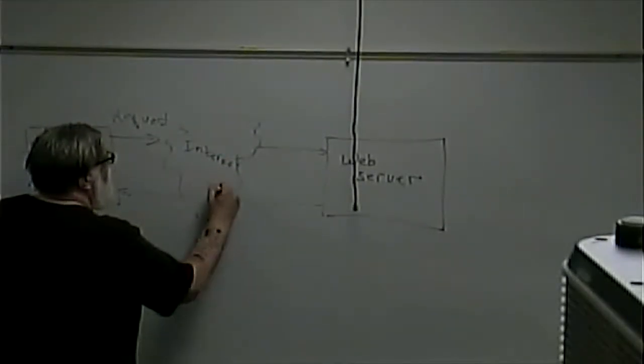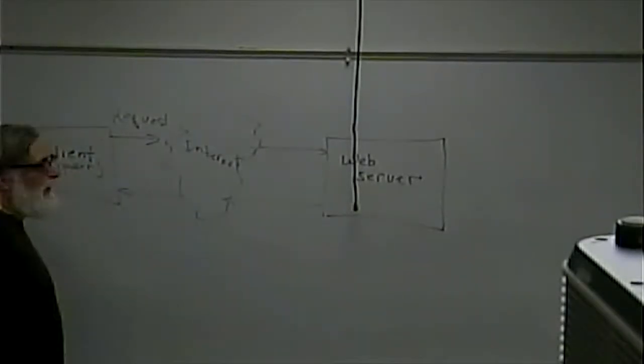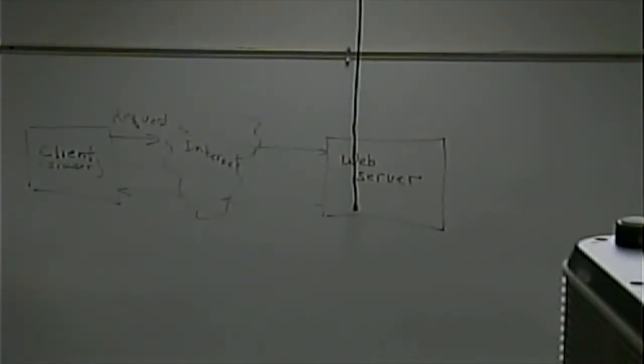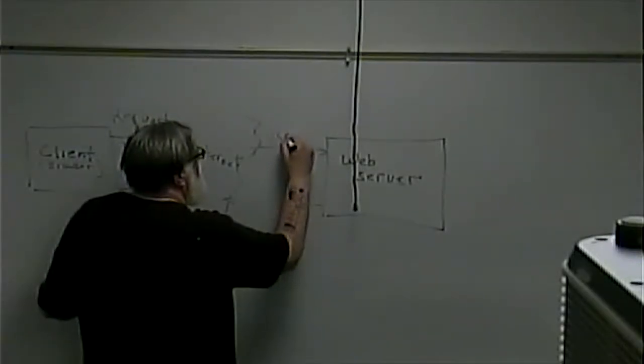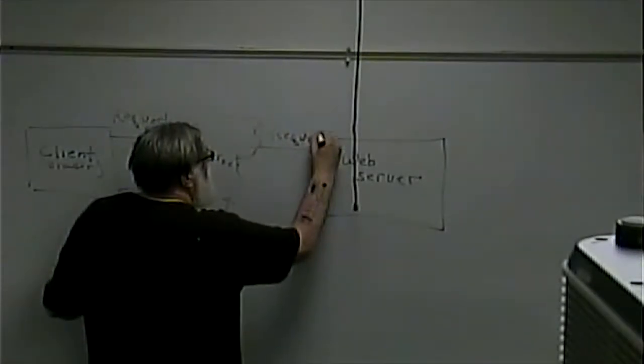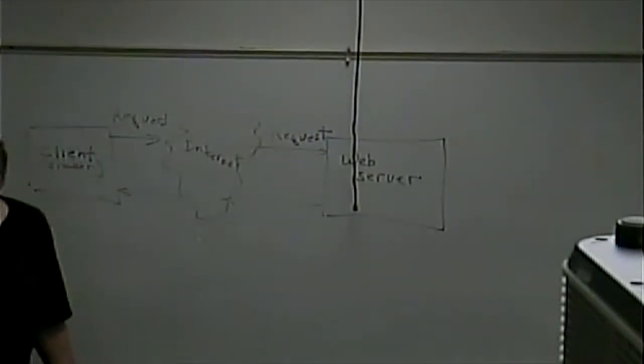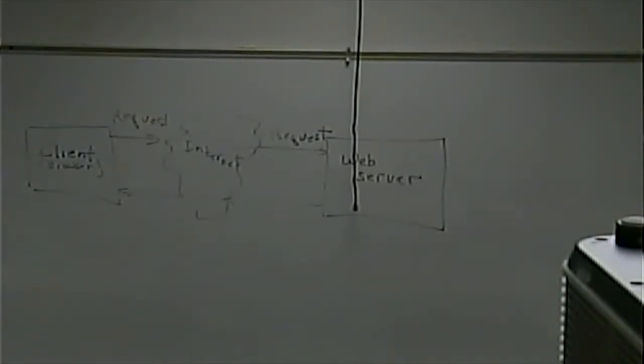For the purpose of this class, we don't care what that path is. It somehow makes it to the web server. Your networking class, you probably care about how it makes it there. Right? But this class, we don't care. We just know that if a request is made, it gets sent to the web server. So in a very general sense, a client is someone that makes a request.